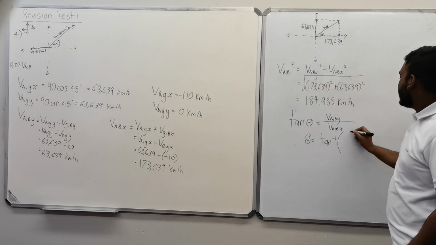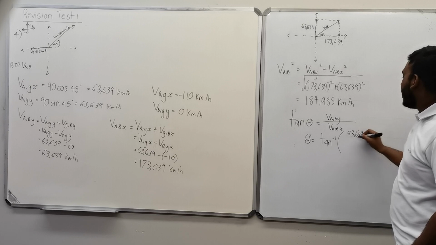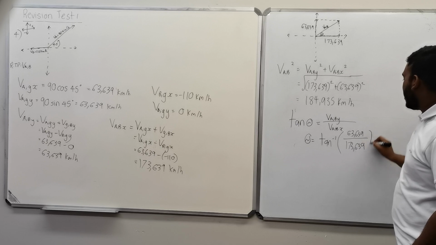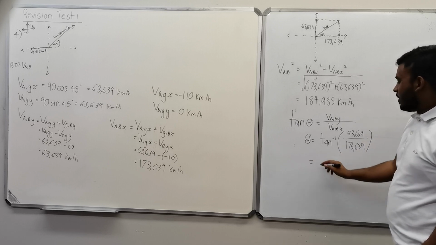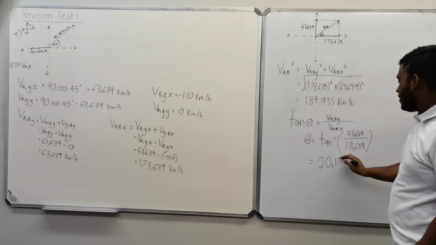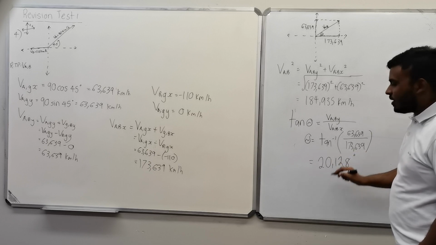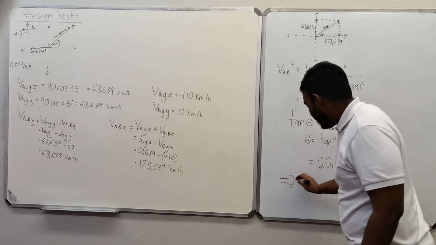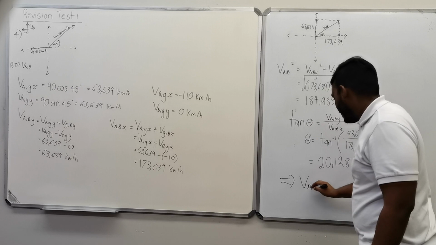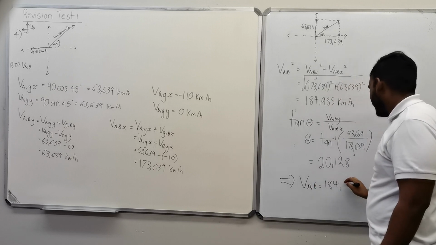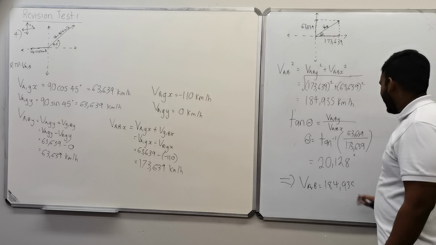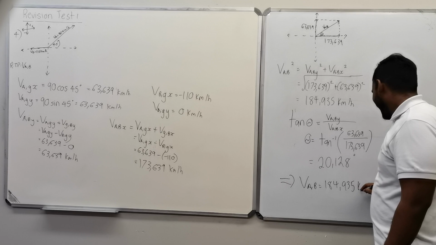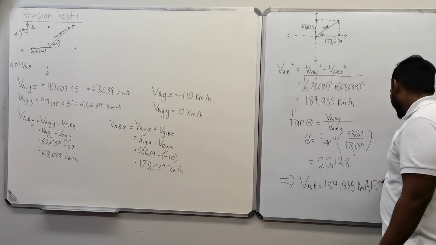This value here is 63.639 all over 173.639, which is 20.128. So you see that? Therefore, VA relative to B is equal to 184.934 meters per second, per hour. Per hour is 20.128 knots.